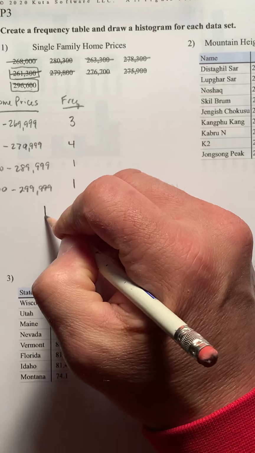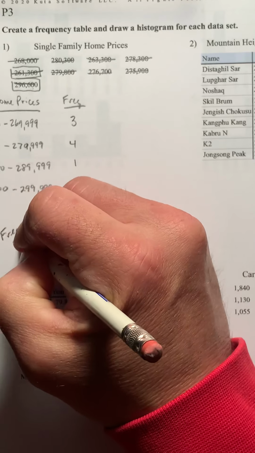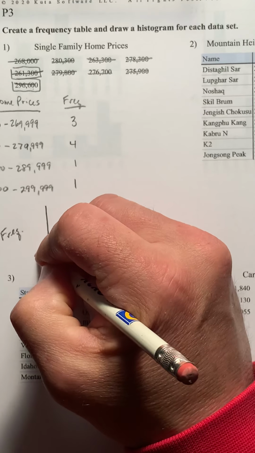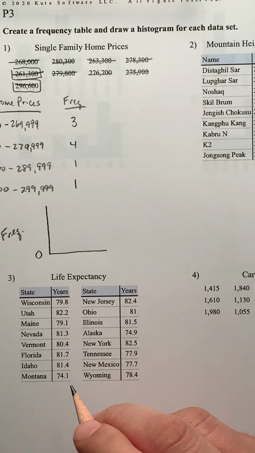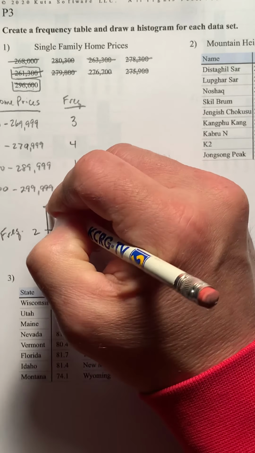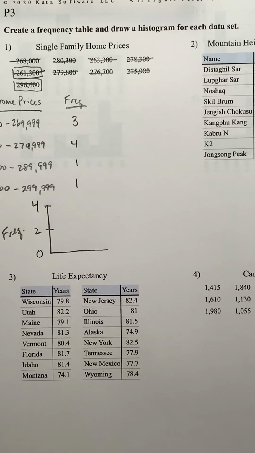The next thing we need to do is to make our histogram. Our histogram is always going to have a frequency on the left, or the y-axis, if you will. Frequency should always start at 0. I want to have a fair graph, and we need to get as high as 4. So I'm going to do notches of 2, but I need to get as high as 4.